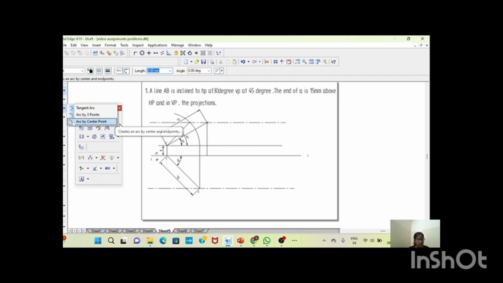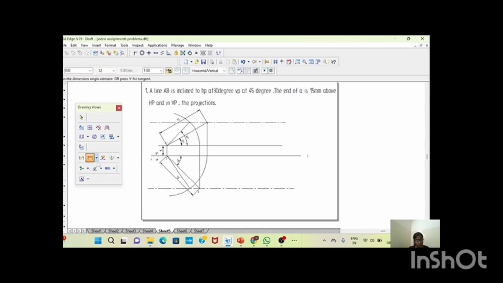Same, we have to cut the arc at the intersect point. We have to draw a line and measure the angle. That is 55 degree. We got the correct angle. Now we have to mark the arrow marks.